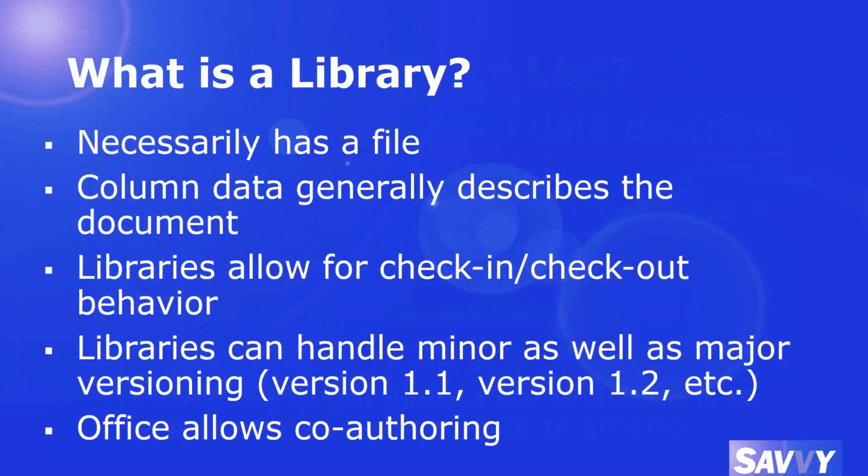A library is a kind of list, but it necessarily has to have a file associated with it. And in general, the columns associated with that library are describing the item in the file. So for example, if I have a document and that has a column called project ID, that's because this document itself is associated with that project ID. Or if it has a project manager or other pieces of information, if it's a contract, it might be the date the contract was signed or who the contract was signed with. So really the information stored in those columns is describing the information stored fundamentally in that file.